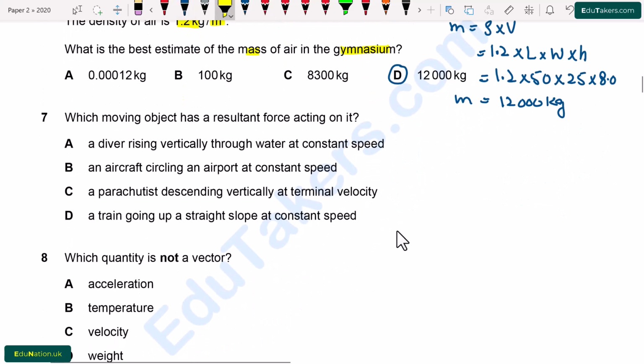Question number 7. Which moving object has a resultant force acting on it? Option A. A diver rising vertically through water at constant speed. So here speed is constant. It means that speed is not changing. Its value is the same at each interval. So I write acceleration is equal to delta v over t. It will be v minus u over t.